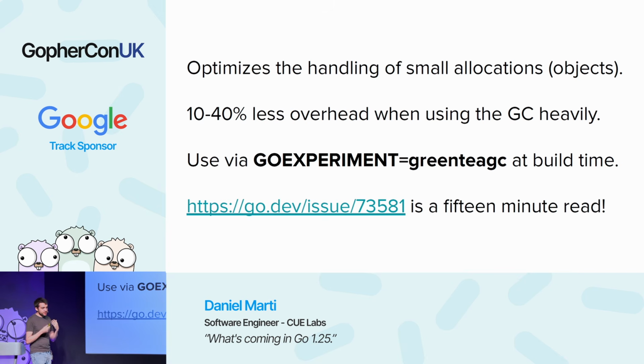At least in my experience, small objects are kind of common. When you allocate, for example, 2 gigabytes of memory, it's not in 20 objects of 100 megabytes each. It tends to be many thousands of small objects, right? So this should bring some improvement to most Go programs. And the issue, which is 73581, is the full proposal document with details. It's only about a 15-minute read, so I highly encourage you to go look at it because it's really interesting.